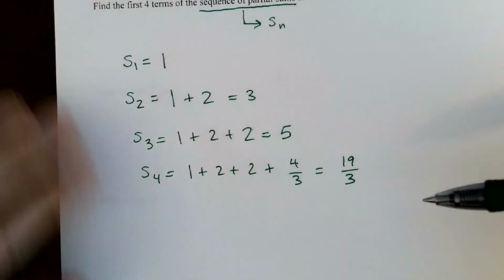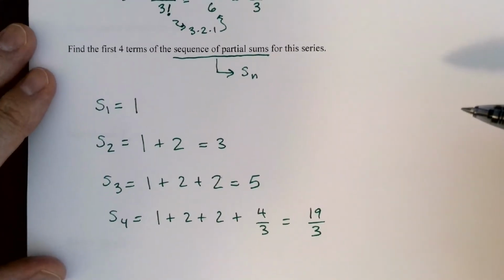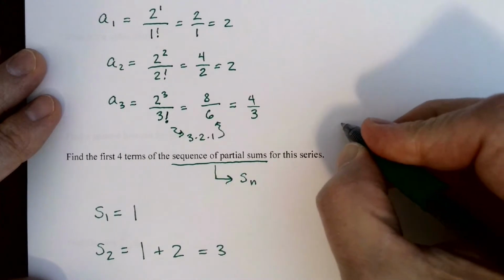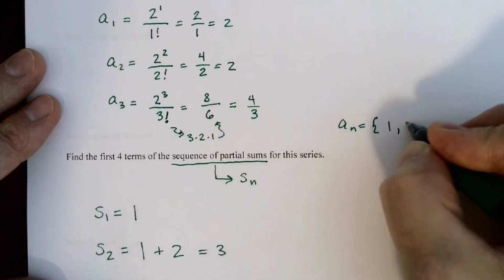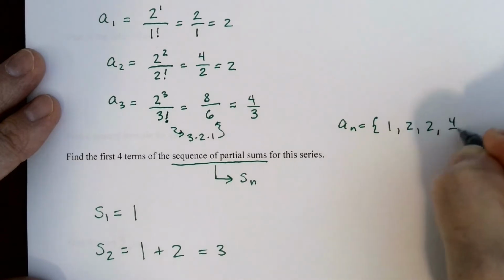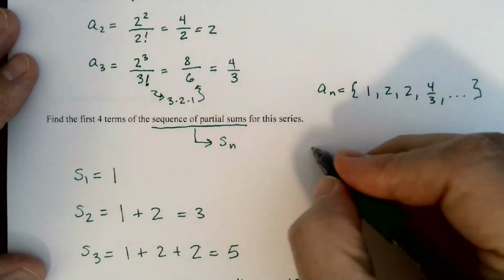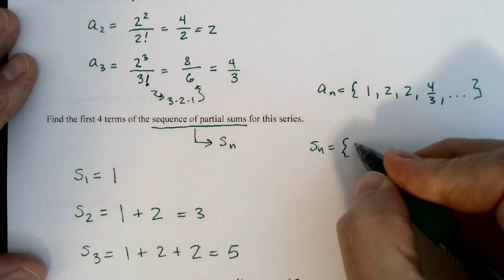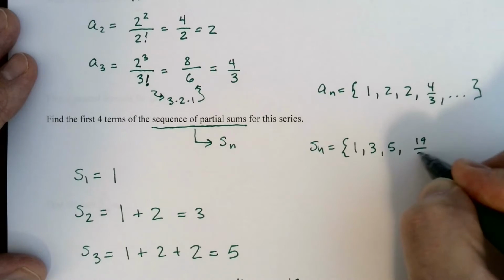Okay. But you see the difference between these two, right? They are not the same. So the a sub n's, I'm listing them out, they look like this: 1, 2, 2, 4 thirds. That's how they go. The s sub n's look like what? 1, 3, 5, 19 thirds.